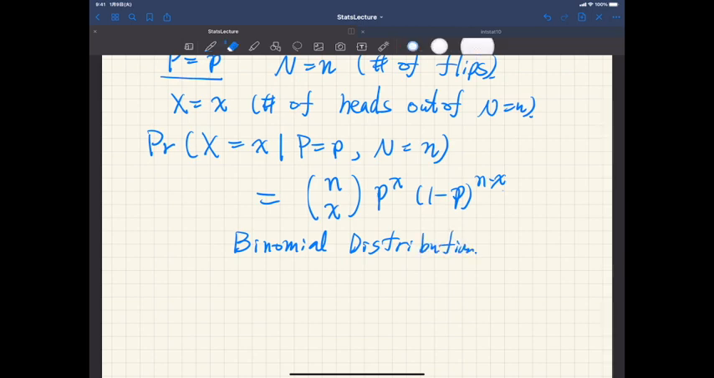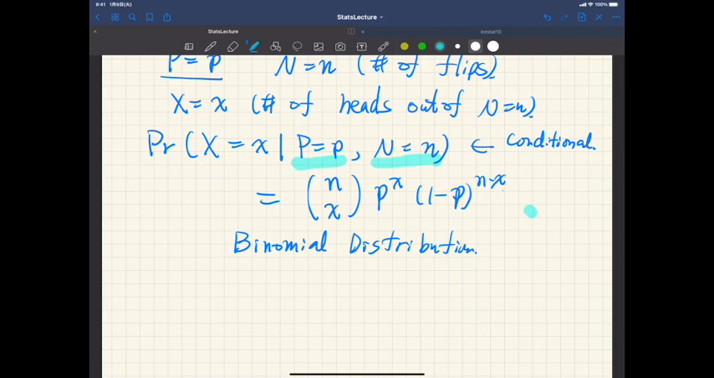But notice how this probability is formulated as a conditional probability. It's conditioned on the value of p and the number of flips. Without these being given, this probability cannot be calculated.